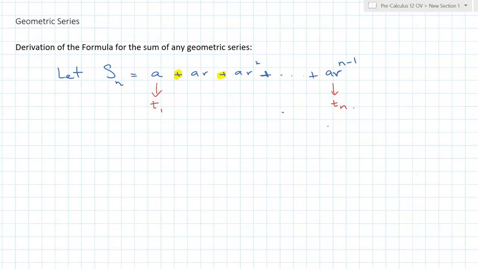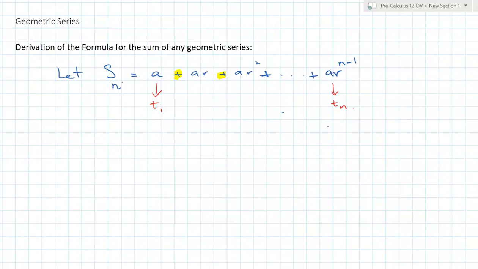Okay, so for this section, we are going to look at geometric series. First, the derivation of the formula. So here is the general form for the series, and then we have a couple of notations. One is the Sn. The Sn represents the sum of the n terms in the series, and it is geometric.